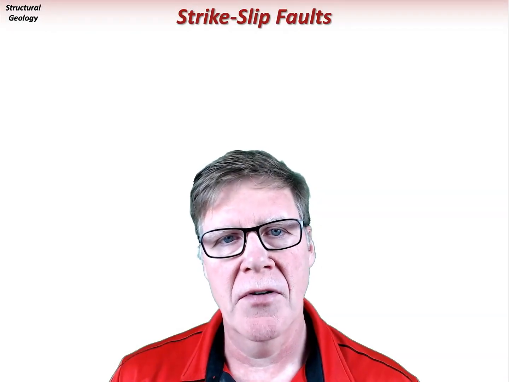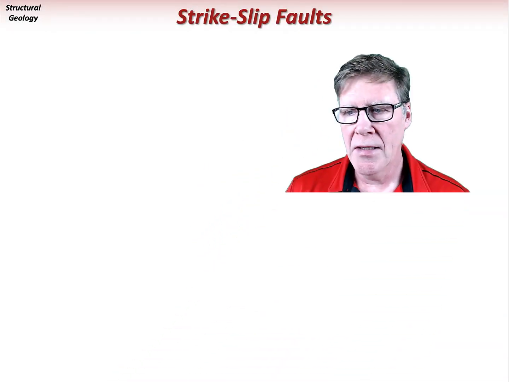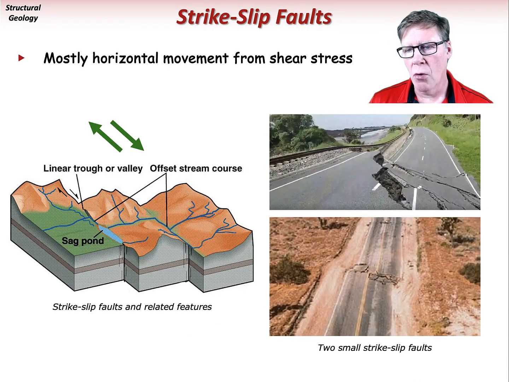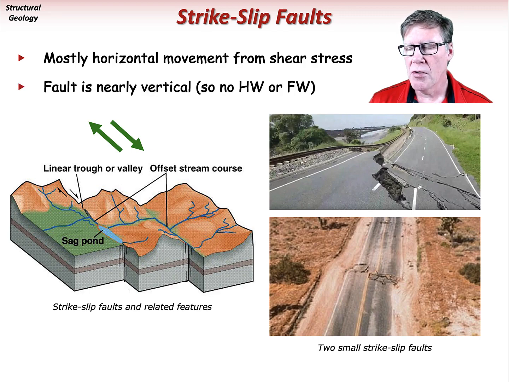Strike-slip faults are different from dip-slip faults in that shear stress causes mostly horizontal movement along the strike of the fault, not the dip of the fault. Strike-slip faults are usually nearly vertical, so there's really no hanging wall or footwall.